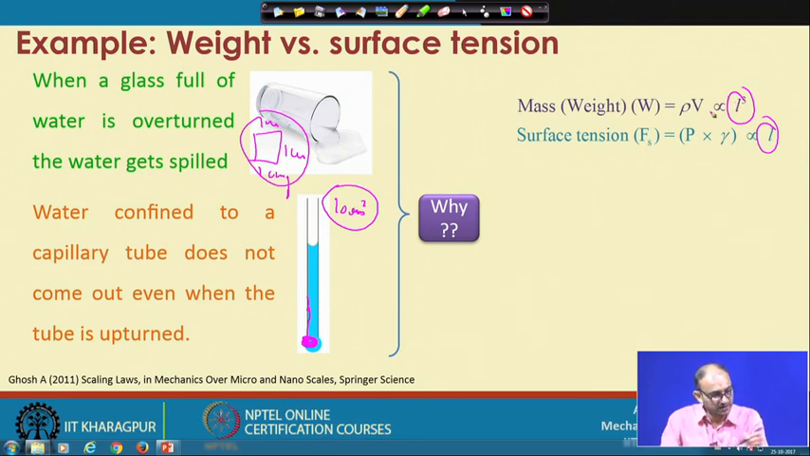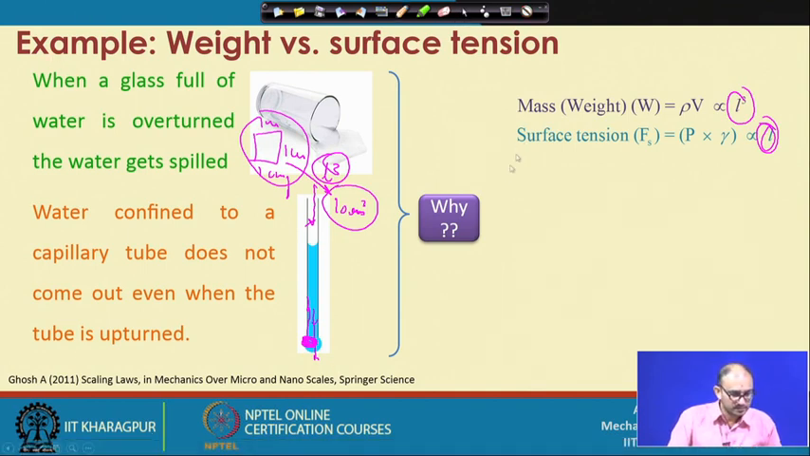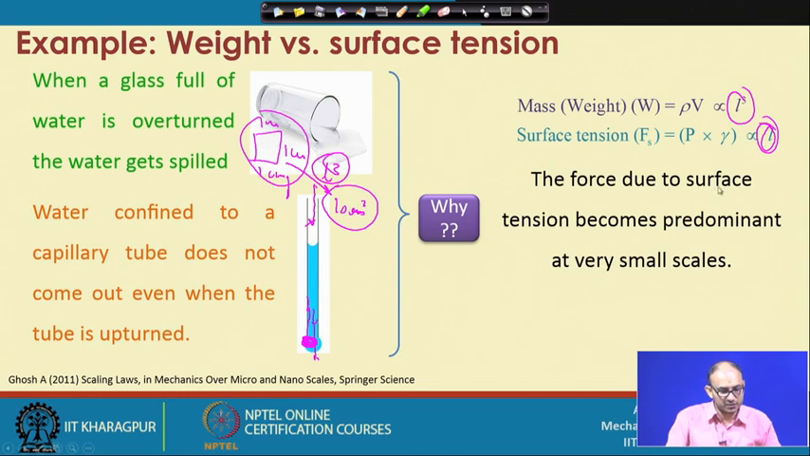So, the weight will reduce as L raised to cube, but the surface tension will reduce as L raised to 1 only. That is the important thing here. So, here it is very difficult to move. You have to pressurize something from the top, and only then will it move downwards. Right, due to surface tension becoming predominant at a very small scale. That we will see in some examples of fluid mechanics also.